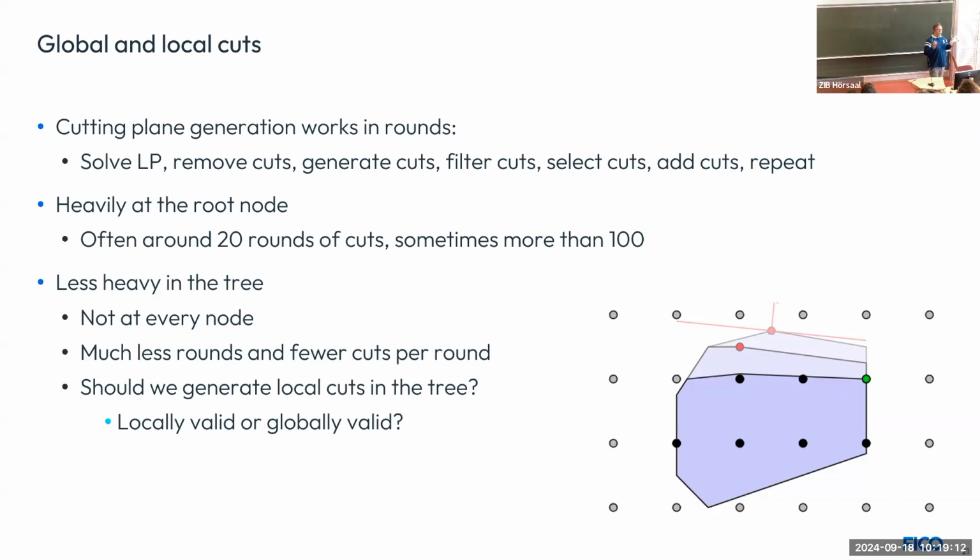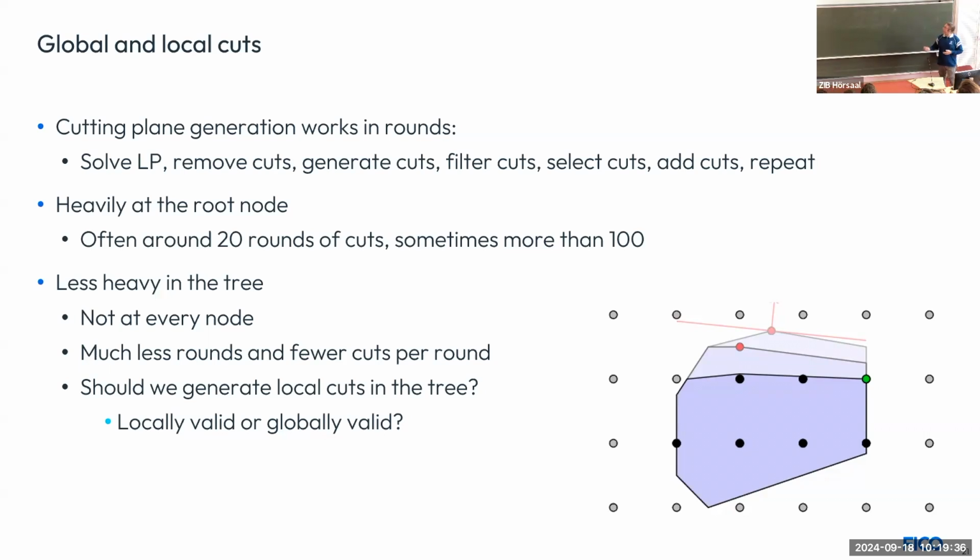And cut selection is having a set of candidates, not applying all of them, but making a dedicated selection among them, because there might be some cuts which are each good individually, but if you combine them, they might not work as well. We'll see that later towards the end of the talk.